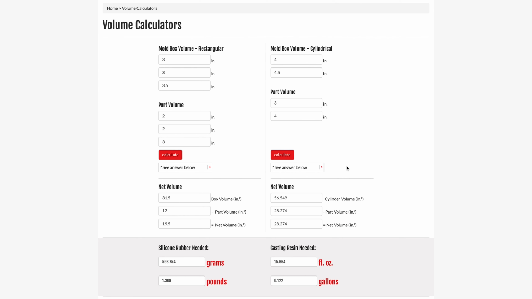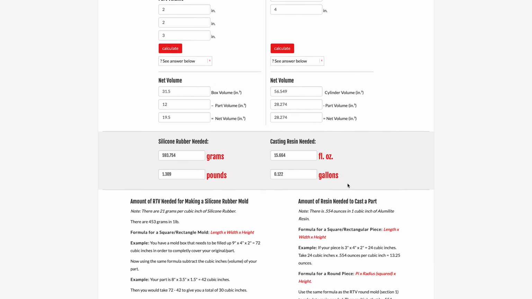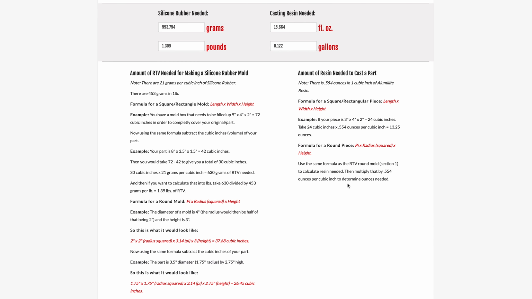If you like to calculate your volume the old-fashioned way, you'll notice at the bottom that we have all the formulas that you need to do just that.